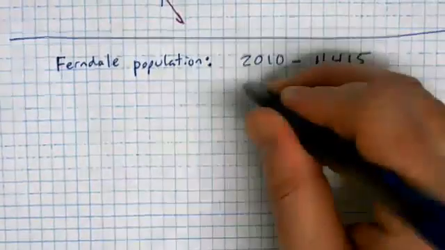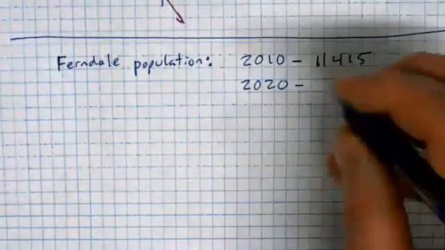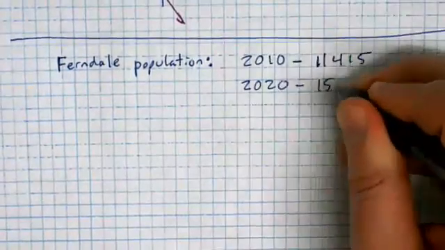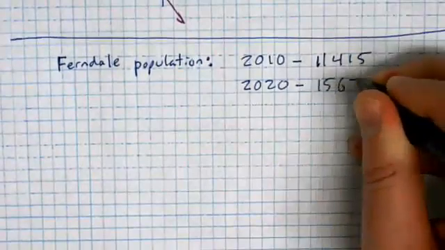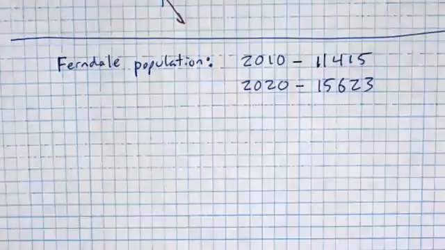And in 2020, because they do it every 10 years, the population was 15,623. If you went onto Google right now and asked for the population, they're going to give you something bigger than that number. But it's not an official number because it wasn't an official census count. We won't have another one of those until 2030.